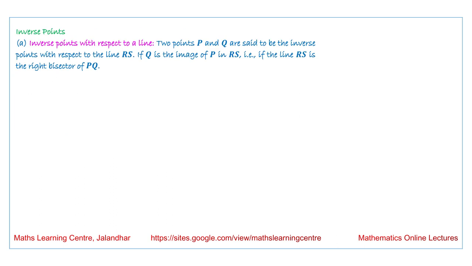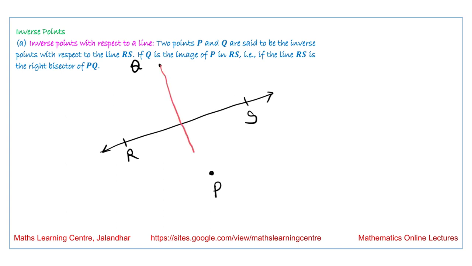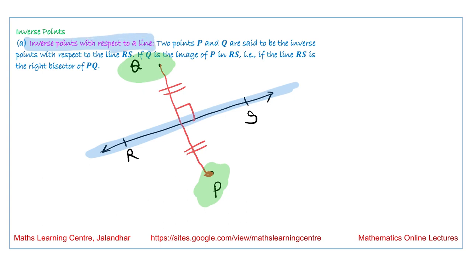Next is the definition of the inverse point with respect to a line. Suppose a line is given. This is the line RS. And we have a point P over here and another point Q over here. Then P and Q are said to be inverse points corresponding to this line if this line is a right bisector of PQ. That is, this line bisects PQ at right angle. So basically this point P is the image of the point Q with respect to this line RS. Then these two points are the inverse points with respect to the line RS.